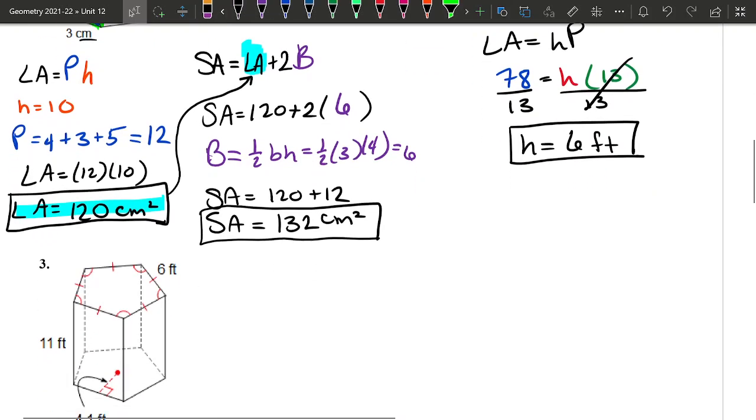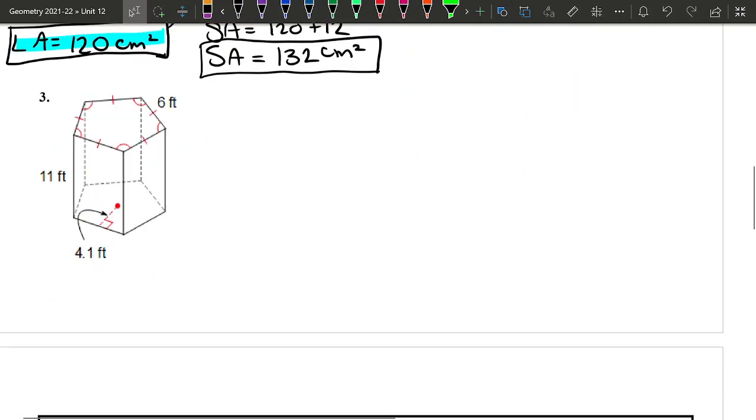I have one more example of a prism. We do lateral area and total surface area of this pentagonal, or hexagonal, or no, pentagonal prism. You can say either way. We want the lateral area. Lateral area is the height times the perimeter.